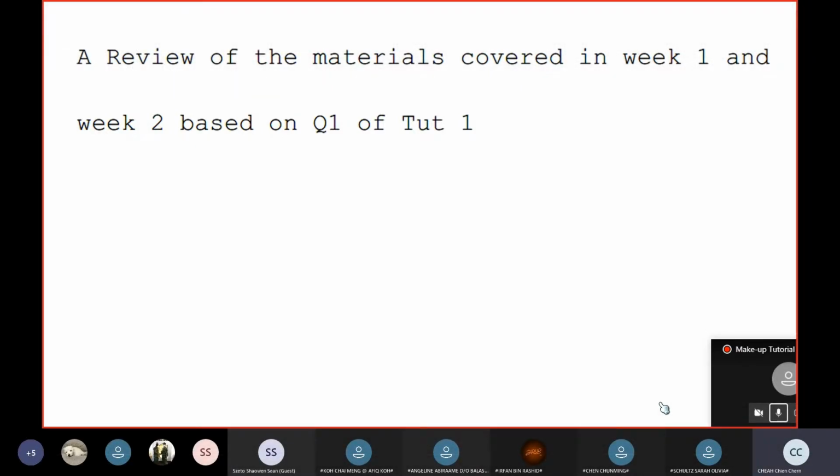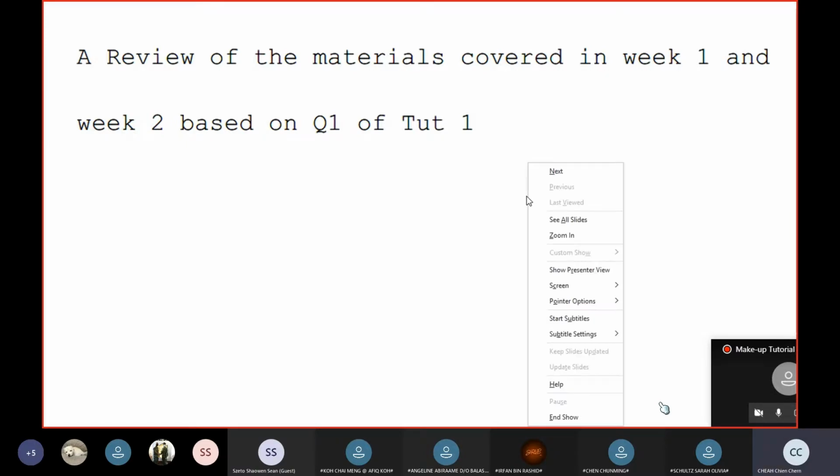Today we will cover tutorial 3, which is the makeup for this week. Before we start, let me briefly go through some of the important methods that we have learned in the first 2 weeks. I posted these materials on the course website.